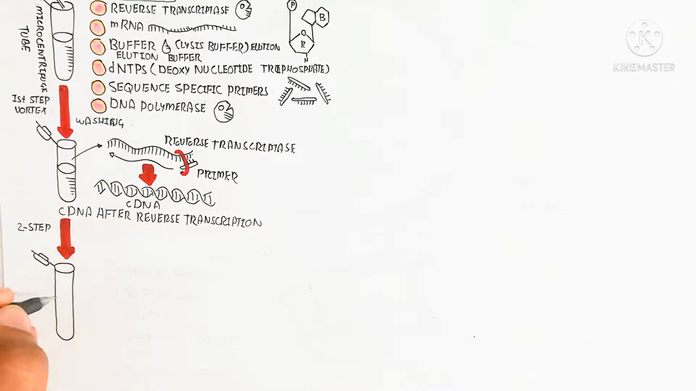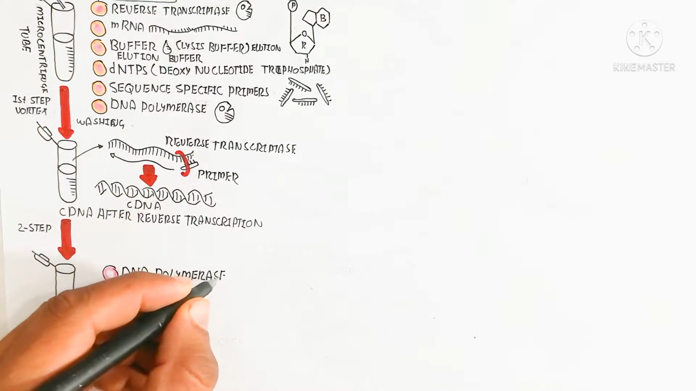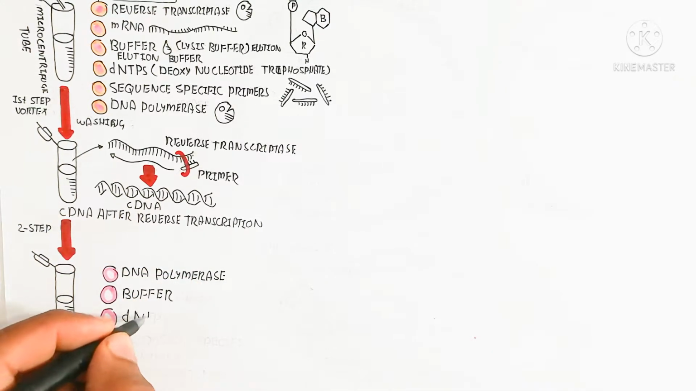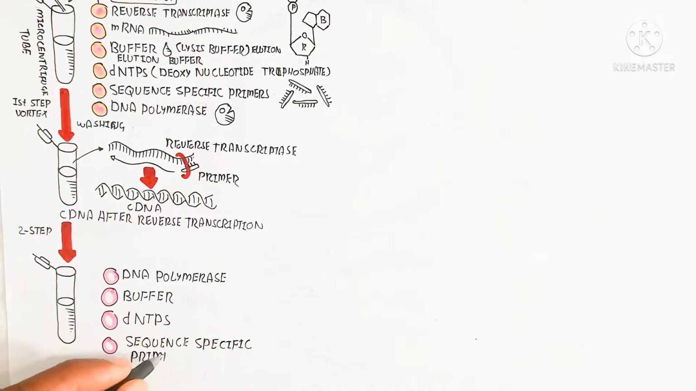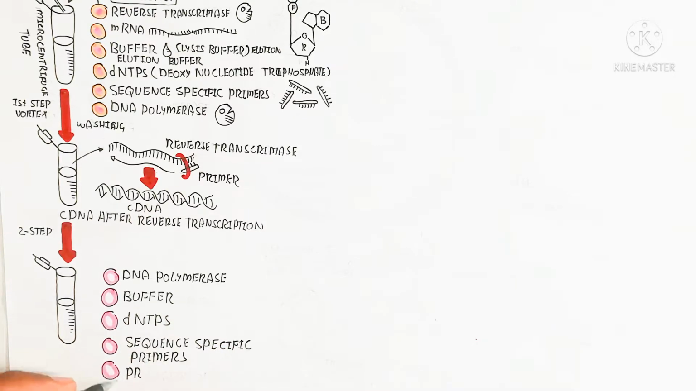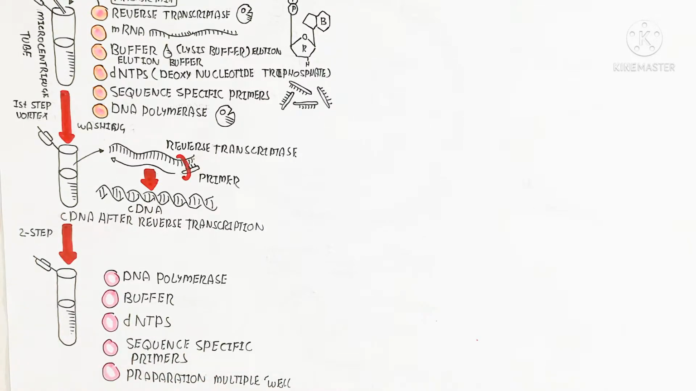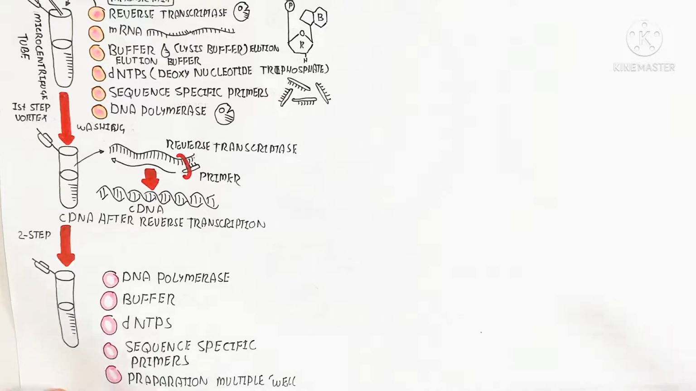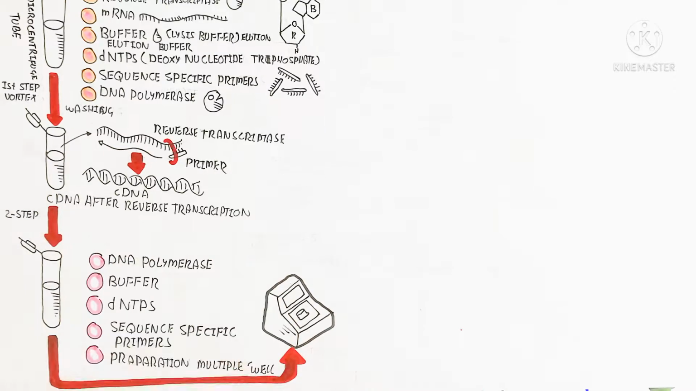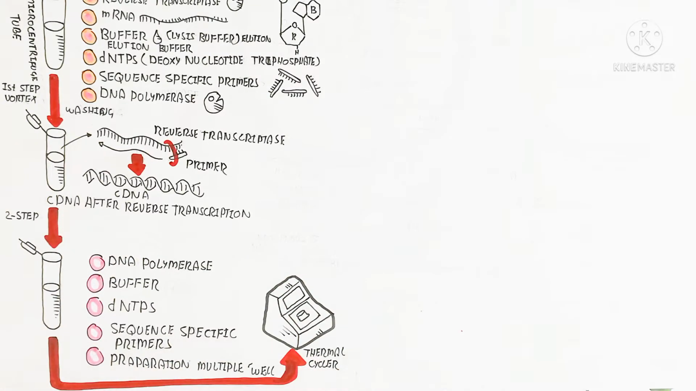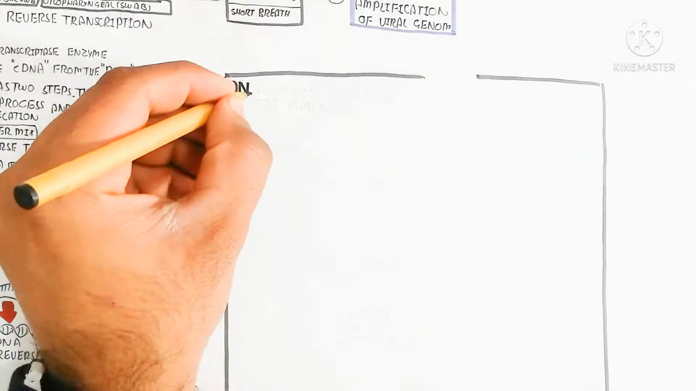So here you can see this is step 2. In this way the complementary DNA will be added to another tube. There is preparation of multiple wells. To the multiple wells we add the sample as complementary DNA, along with DNA polymerase enzyme, buffer, deoxynucleotide triphosphates, sequence specific primer and TaqMan probe. This is DNA probe based real-time PCR for detection through the TaqMan probe. Then we place it in the thermal cycler for amplification of the gene.